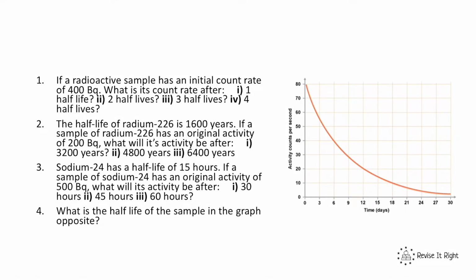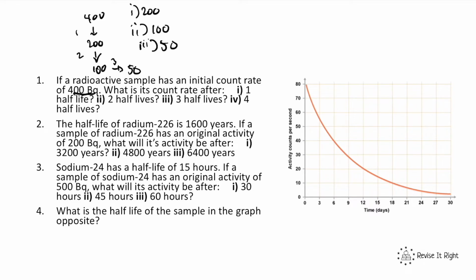Okay then, for question 1, if a radioactive sample has an initial count of 400 becquerels, what is the count rate after one half-life? Well, after one half-life, it will go down by half, so it will be 200. So the answer for I is 200. And then for II, it asks for 2 half-lives, so we're going to go down again. From 200, half is 100. And then a third half-life, we're going to go down by half again, and it's now going to be 50.